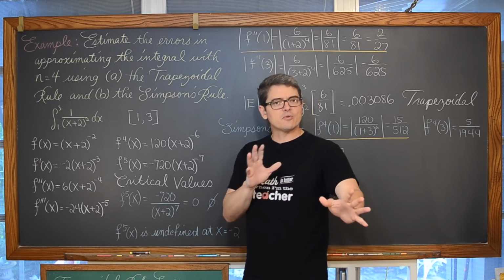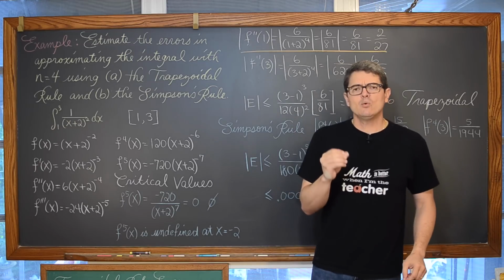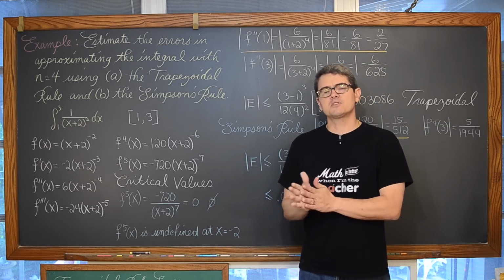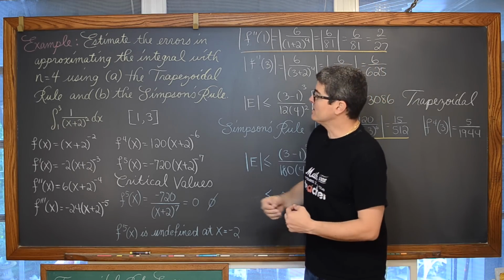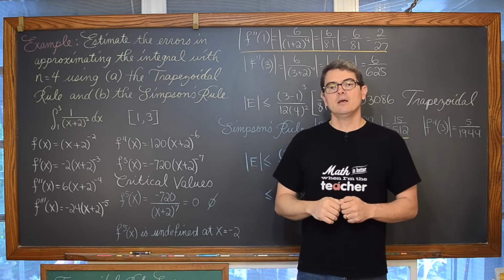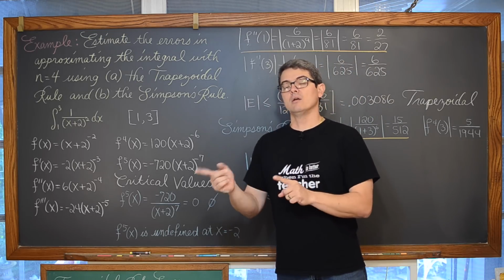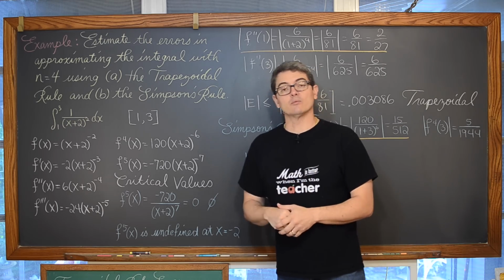In the next example, though, before you cut the video off, we are going to be looking for a value of n, a required number of subintervals to meet a requirement of a maximum error, as opposed to these examples where we had a fixed number of subintervals and we were looking for the error from that. So kind of just working the problems a little bit in reverse.